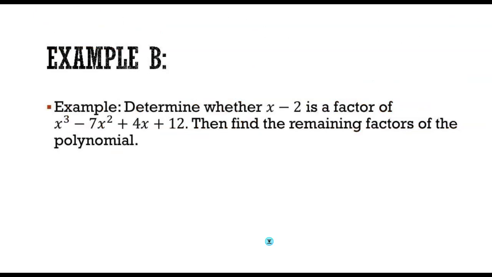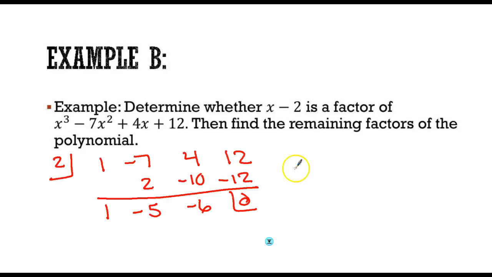All right, let's look at this one. Determine whether x minus 2 is a factor, and then find the remaining factors of the polynomial. Why don't you try this one on your own? When I worked this with synthetic division, I got a 0 remainder. So that would mean to me that, yes, this is one of the factors. And I would just have to, at this point, factor out my quadratic expression.